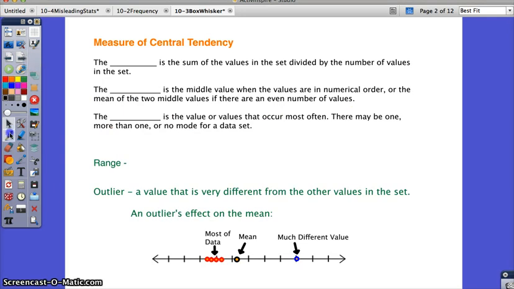So we should know these measures of central tendency. We've been doing them for a while. The mean is the sum of the values in the set divided by the number of values in the set. Mean is the average.